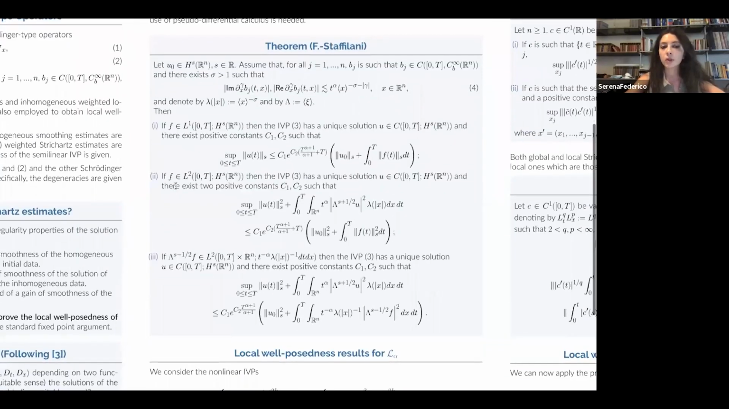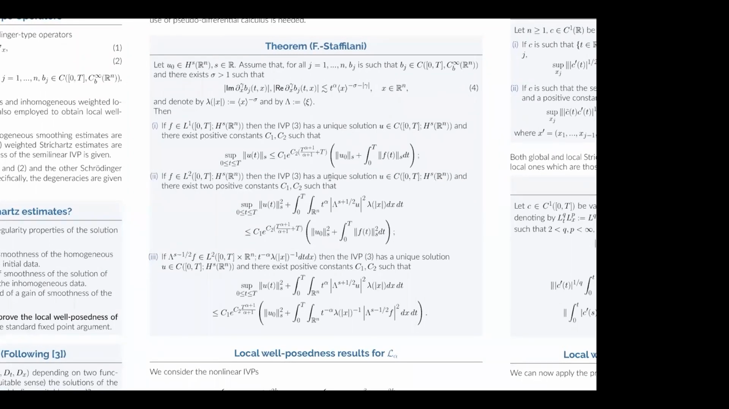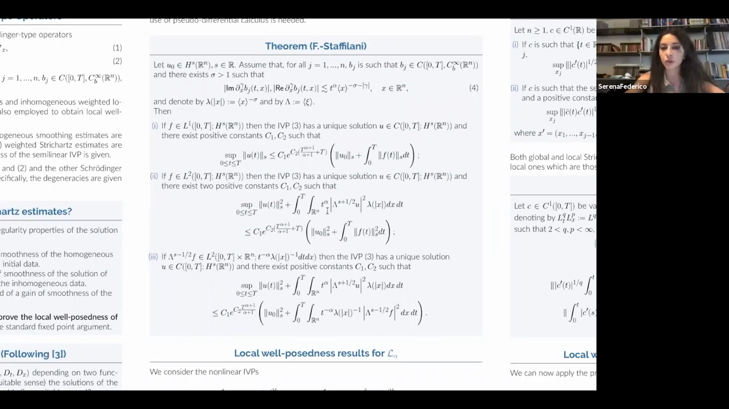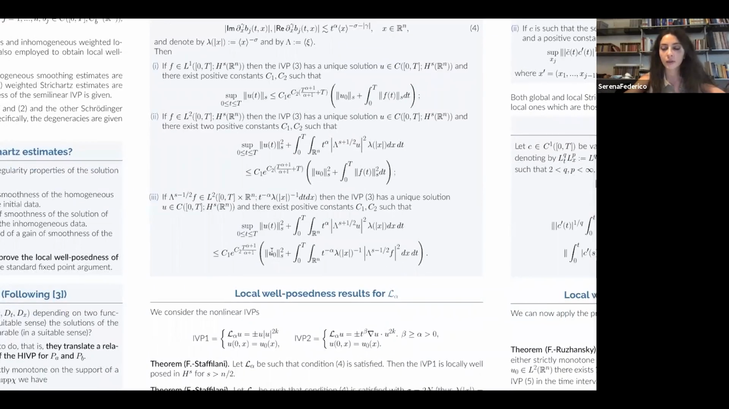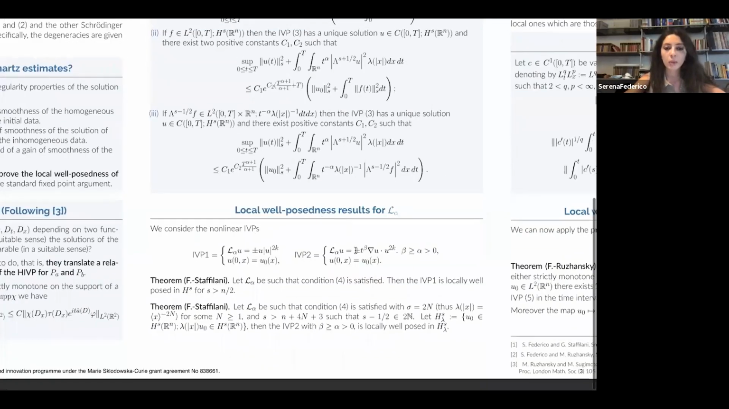In particular, in point 2, we have a weighted version of the homogeneous smoothing effect. So we have a weighted gain of 1/2 derivative of the solution with respect to the regularity of the initial data U0. And in the third point of the theorem, we have the inhomogeneous smoothing effect. So we can see a weighted gain of 1 derivative of the solution with respect to the regularity of the non-homogeneous data F.